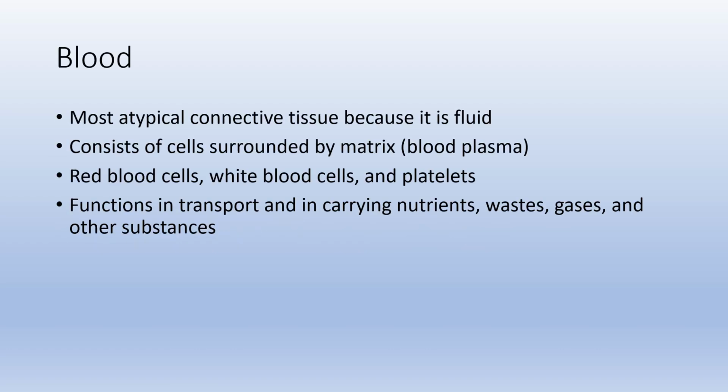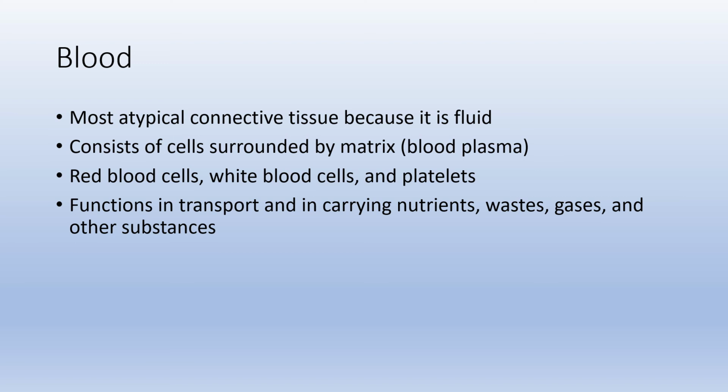Oftentimes, people don't typically think of blood as a class of connective tissue, primarily due to the fact that it is a liquid. But it does contain all three elements of connective tissue. It has cells, which are surrounded by an extracellular matrix, which we will just call blood plasma. But overall, blood plasma will consist of ground substance as well as fibers.